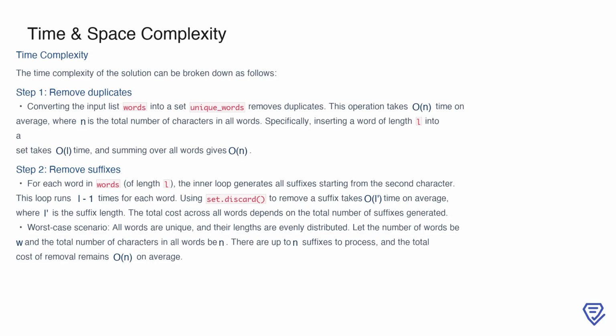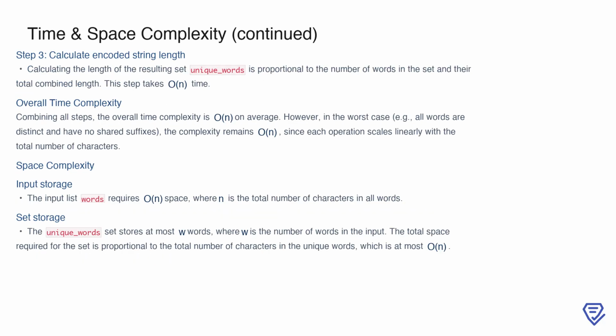In step 3, we calculate the length of the encoded string by summing the lengths of all unique words in the set. This operation is proportional to the total number of characters in the unique words, which also amounts to O(N) time. When we combine all these steps, the overall time complexity of the solution is O(N) on average. Even in the worst case, where all words are distinct and share no common suffixes, the time complexity remains O(N), because each operation scales linearly with the total number of characters.